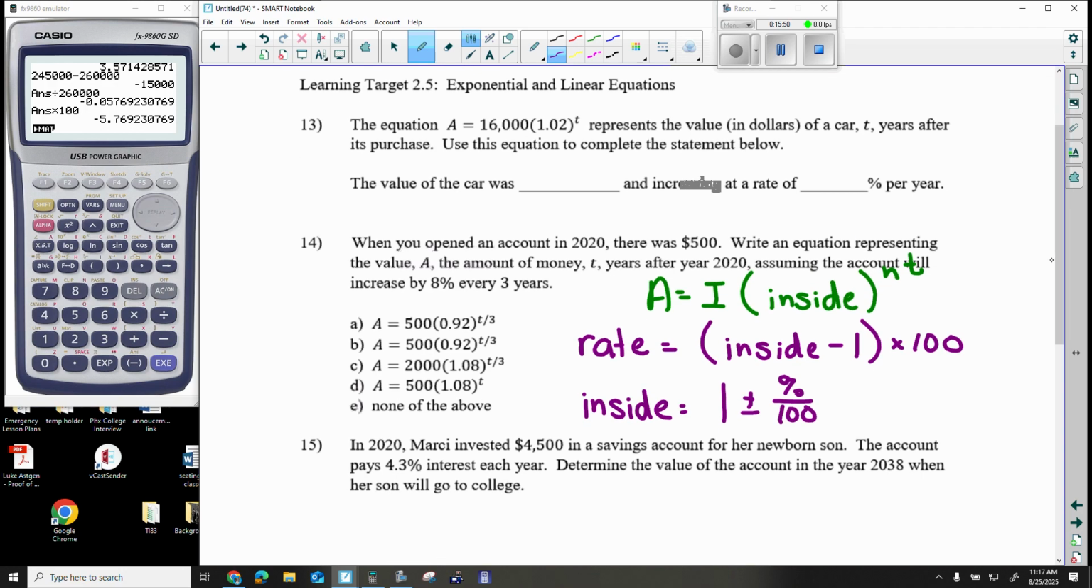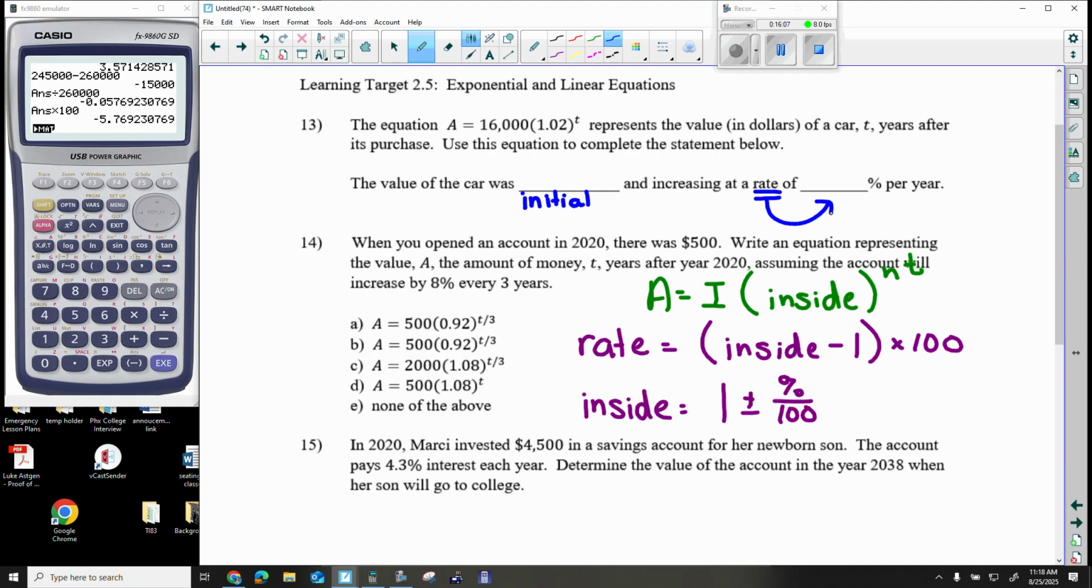So here we go. Number 13. They give us an equation, and they want to know what the value of the car was, so they're asking for the initial value, and then the rate is, and they're obviously asking for the rate.